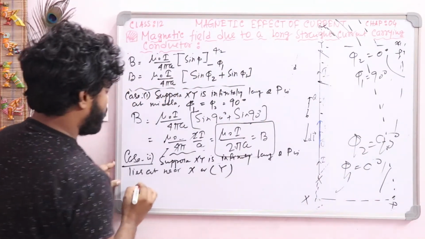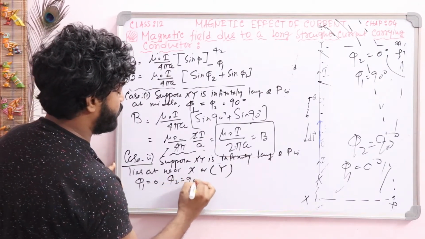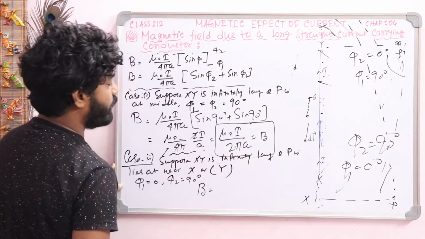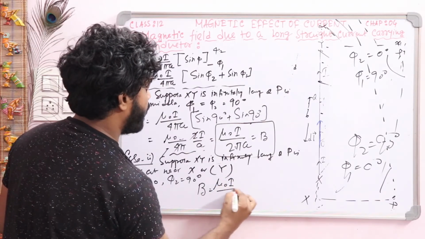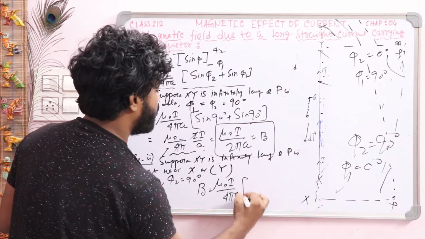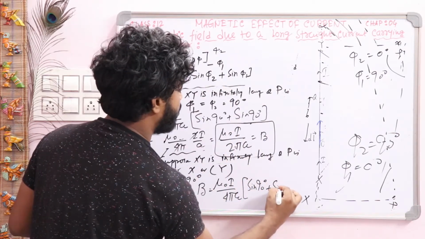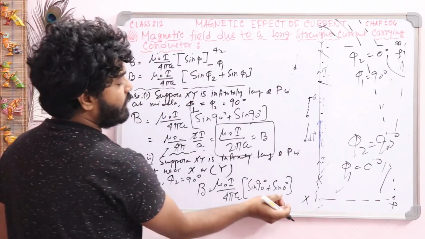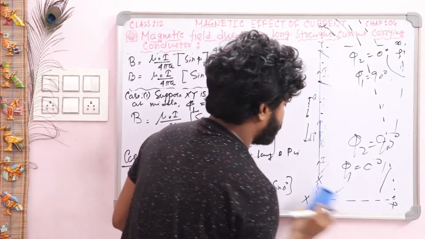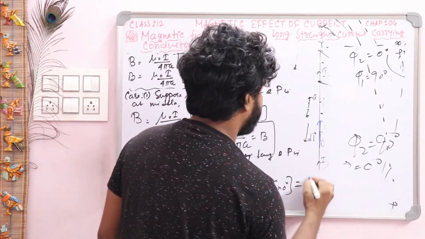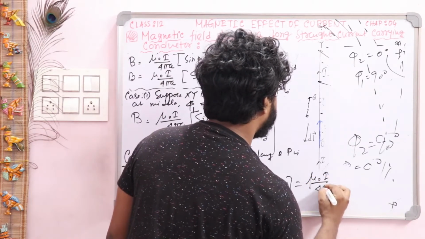For near x, the value of phi 1 is 0 and phi 2 will be 90. So the expression of B will be mu naught I by 4 pi a times sin phi 2, that is sin 90, plus sin phi 1, that is sin 0. You know sin 0 is 0 and sin 90 is 1. So this is mu naught I by 4 pi a. For this condition, the expression of magnetic field will be mu naught I divided by 4 pi a.